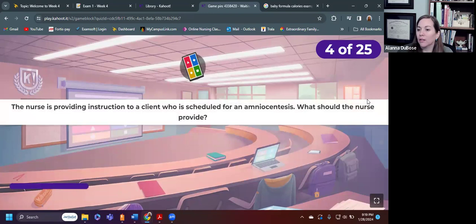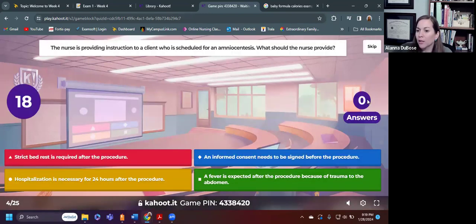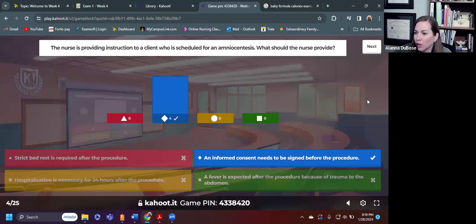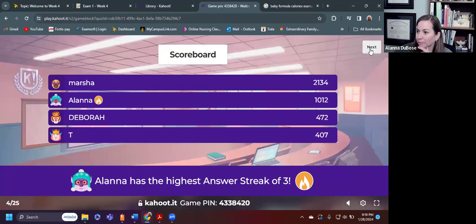Good. The nurse is providing instruction to a client who is scheduled for amniocentesis. What should the nurse provide? Red, strict bed rest is required after the procedure. Blue, an informed consent needs to be signed before the procedure. Yellow, hospitalization is necessary for 24 hours after the procedure. You all answered very quickly. Good. Yeah, so it's an outpatient thing. Bed rest isn't required, but a consent is because it does come with some risks, right? Okay. Moving right along.